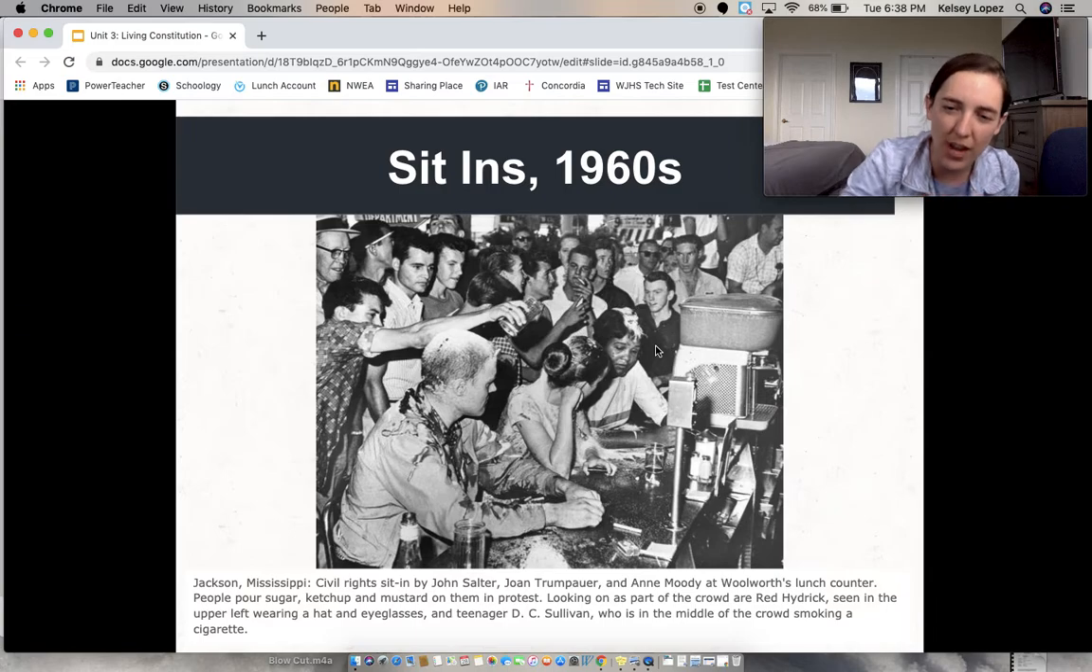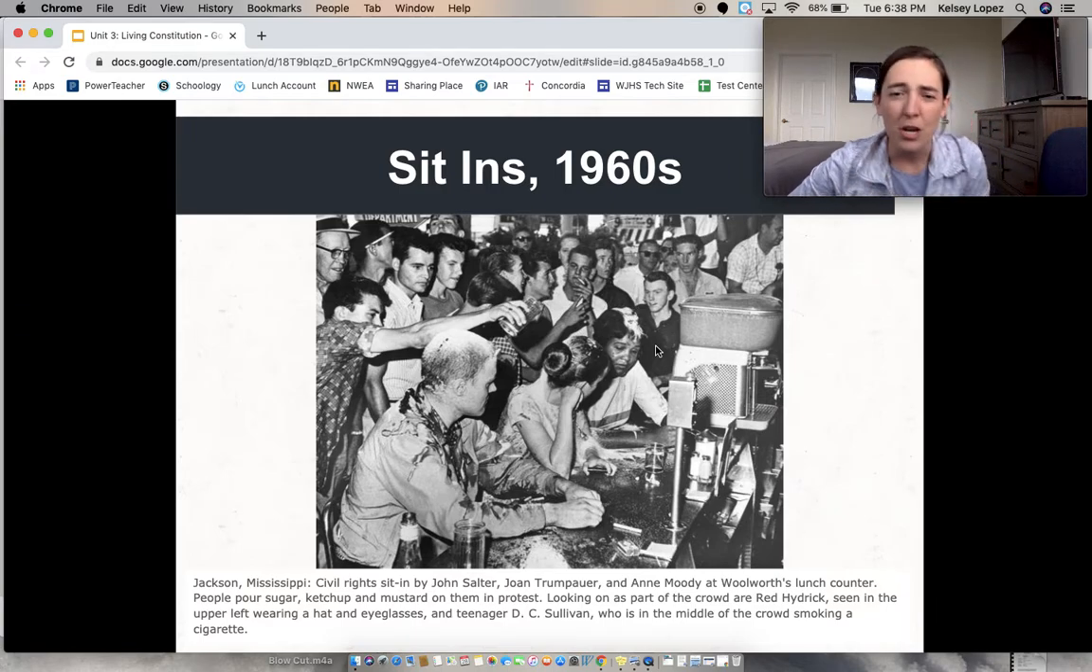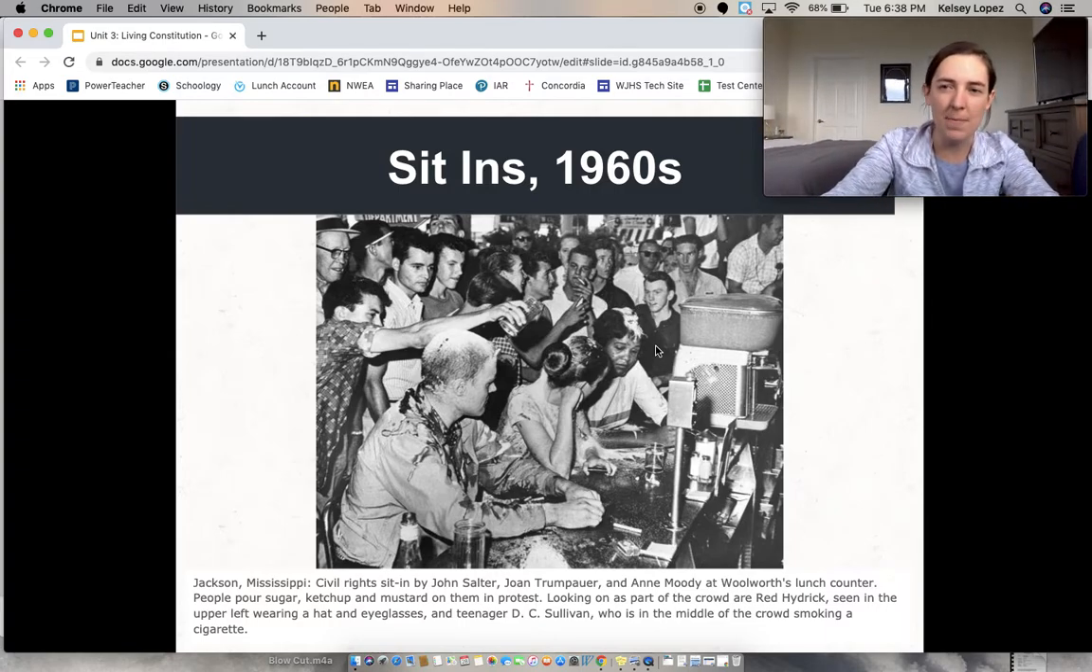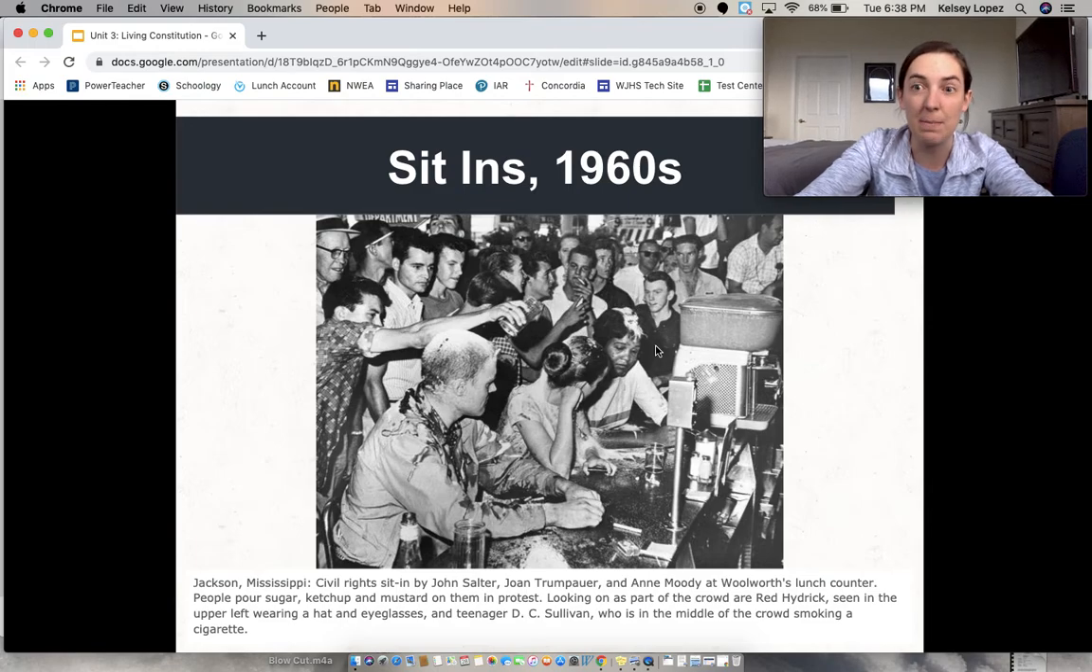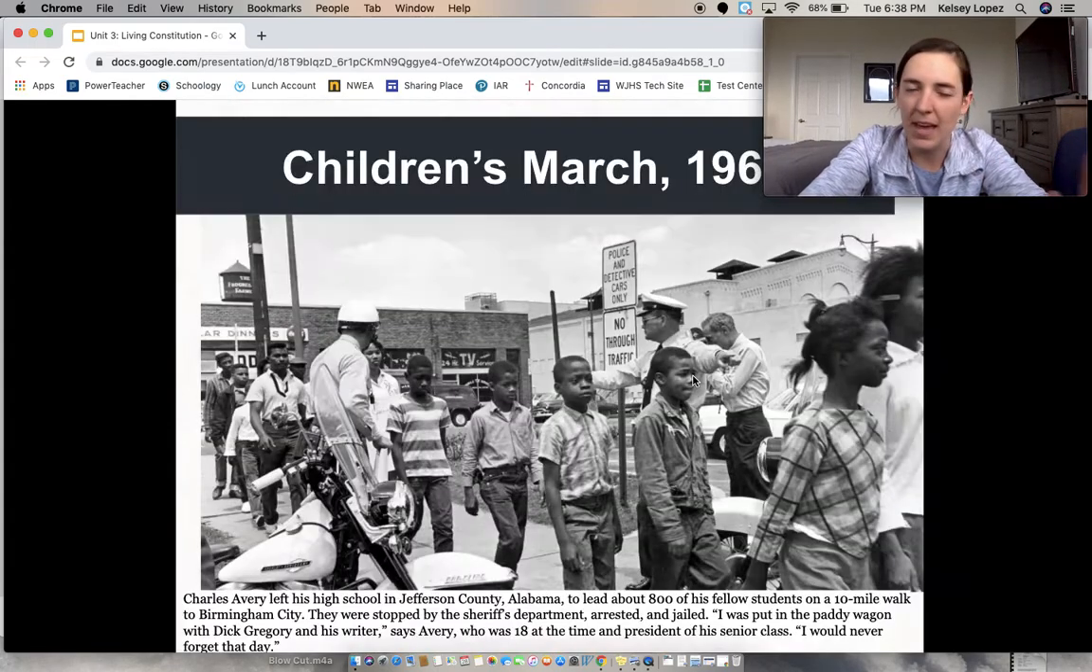You'll see that over their heads, I think the caption says, sugar, ketchup, mustard, milkshakes at one point were poured on people's heads. And they're not moving. They're not doing anything. That is just beyond impressive and acting with integrity. I really think that's important here. Okay. I digress. My probably most inspirational example has to be the Children's March.